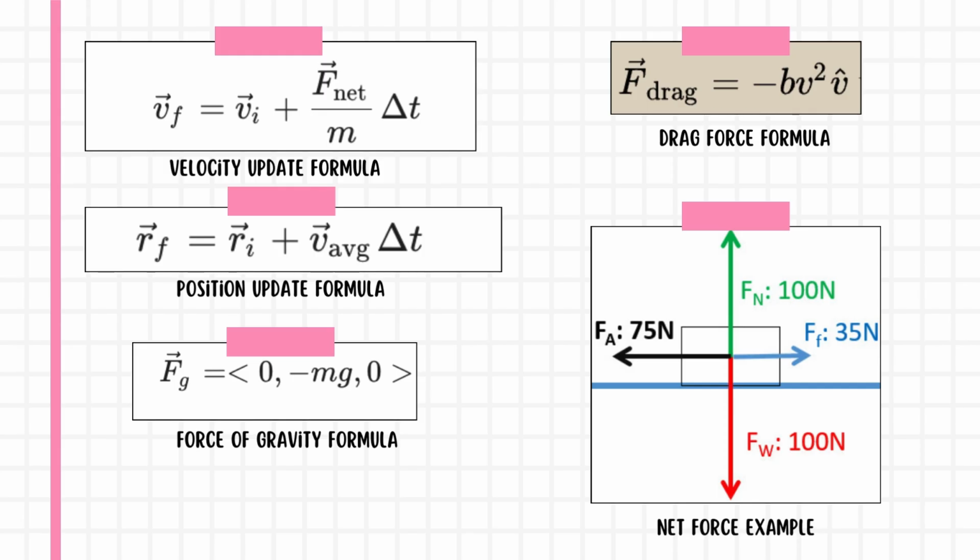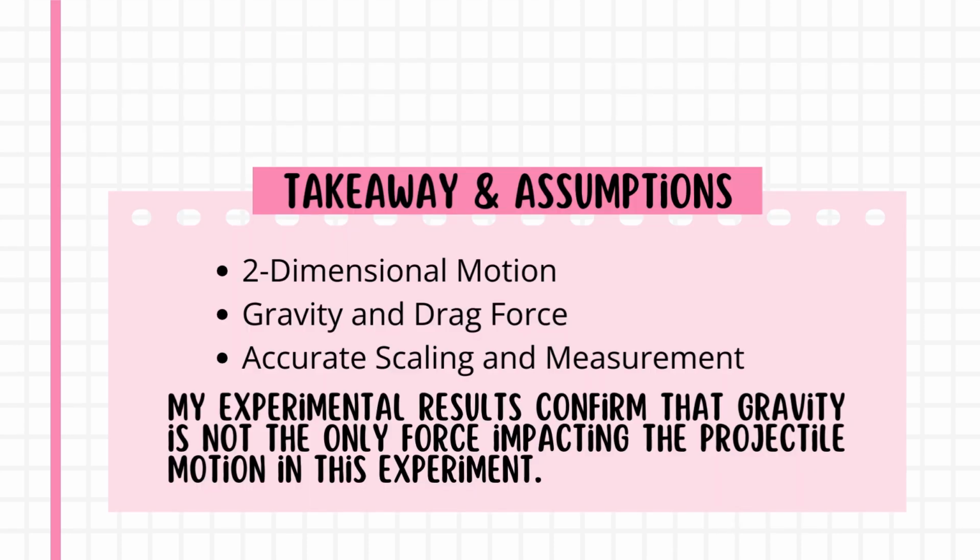By Newton's second law, F net equals mass times acceleration. In the example shown, the forces along the y-axis cancel, so the net force is 0 in the y direction, but in the x direction there is a net force to the left, so the object will accelerate to the left. For key assumptions, we are ignoring any motion not in the x and y directions.